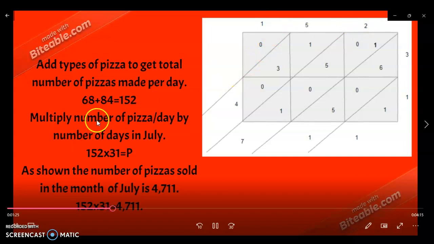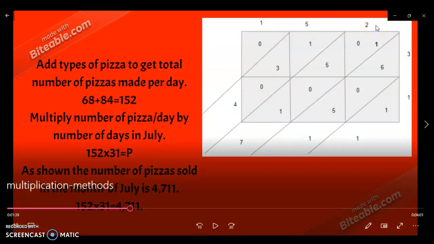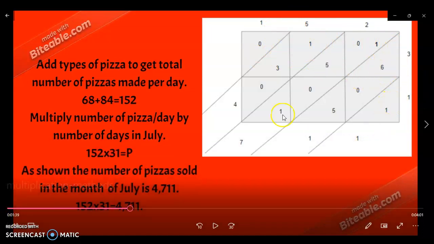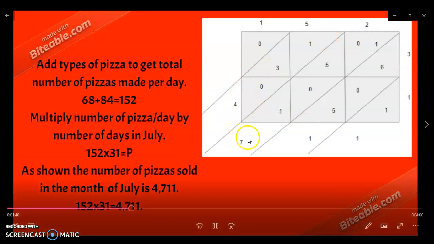Multiplying the number of pizzas per day by the number of days in July will give us the amount, which is shown here: 31 days, 154 pizzas total per day. Then we do our single-digit multiplication, putting our tens and our ones. Then we will add diagonally, carrying the ones, and our total can be seen here. We have 4,711 pizzas made in the month of July.